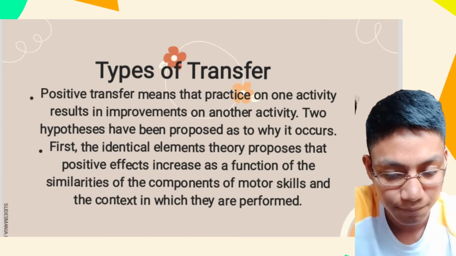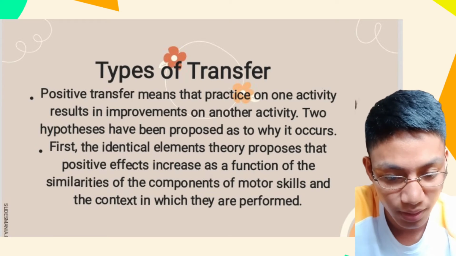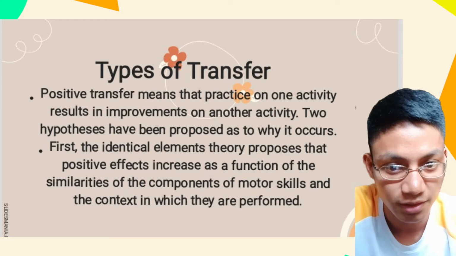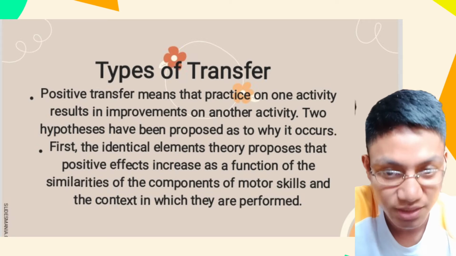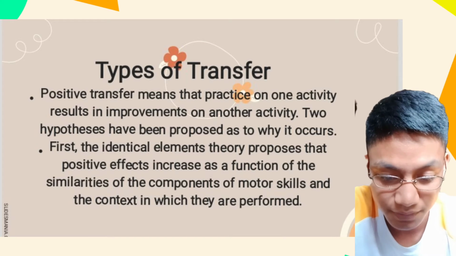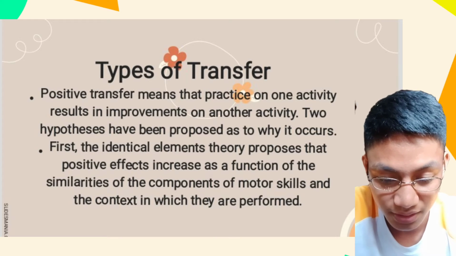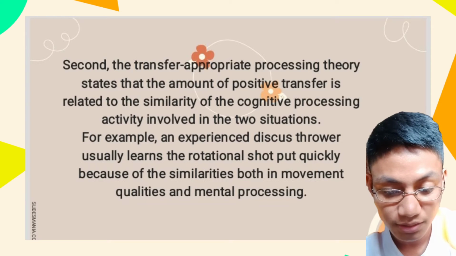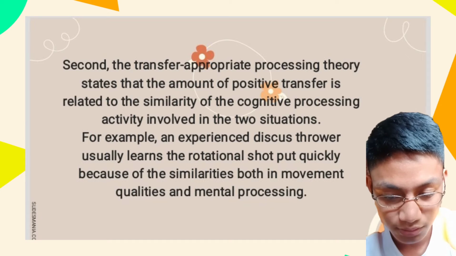Types of transfer. Positive transfer means that practice on one activity results in improvements to another activity. Two hypotheses have been proposed to explain why it occurs. First, the identical elements theory proposes that positive effects increase as a function of similarities of the components of motor skills and the context in which they are performed. Second, the transfer appropriate processing theory states that the amount of positive transfer is related to the similarity of the cognitive processing activity involved in the two situations.